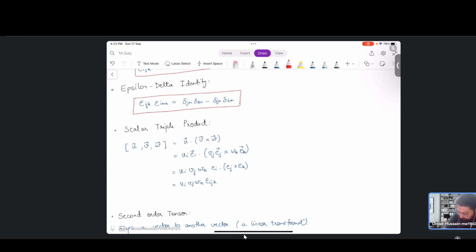Then we have a scalar triple product, which is defined as this. Writing it in terms of index notation, this can be written as u i v j w k times epsilon ijk. So a triple product can be written in terms of the Levi-Civita symbol.